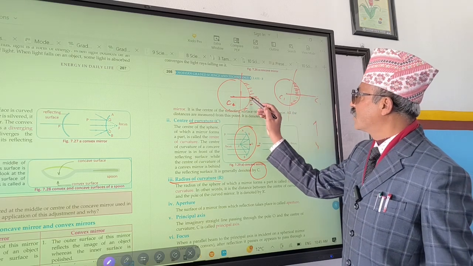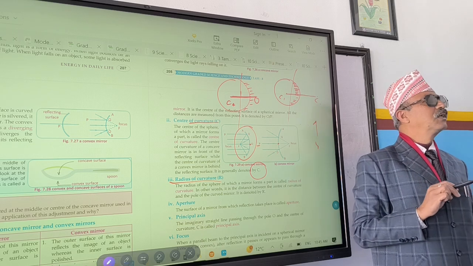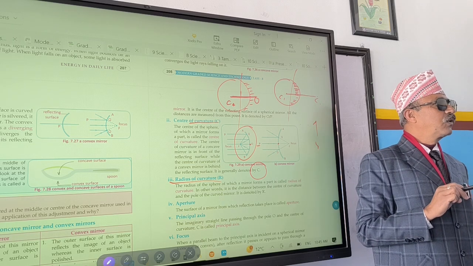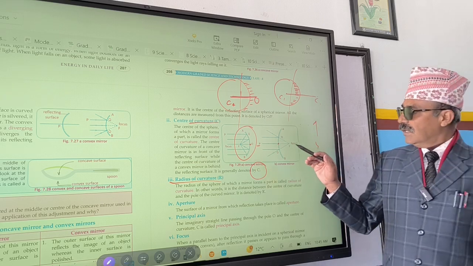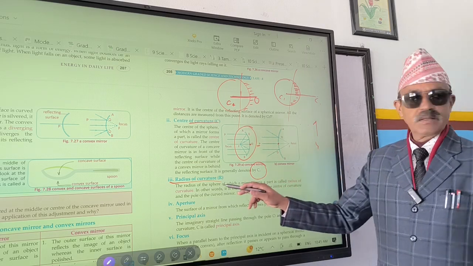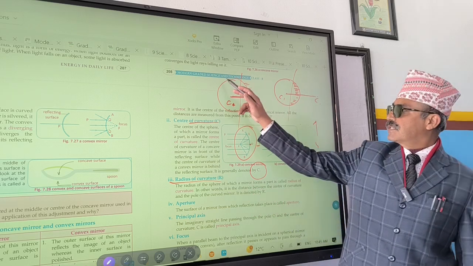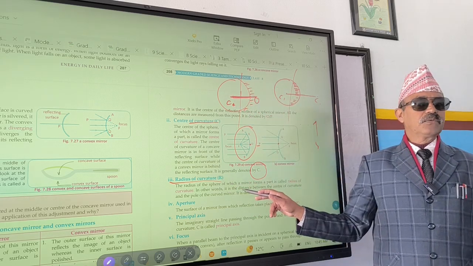Now, the distance between C and O is called the radius of curvature. What do you call it? Radius of curvature. What is the definition? The radius of the sphere of which the mirror forms a part is called the radius of curvature. This is the sphere, and the sphere's radius is called the radius of curvature.